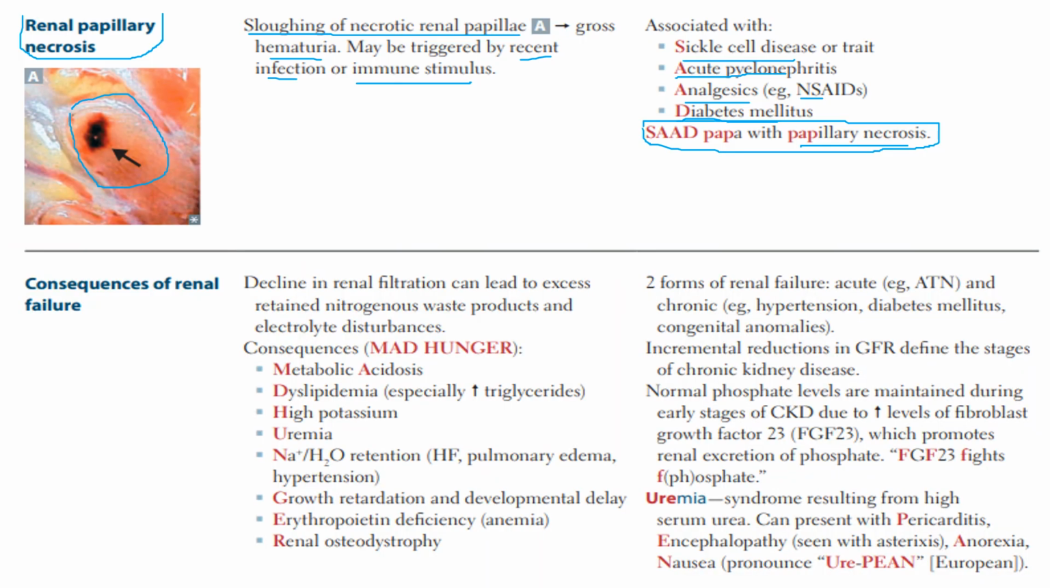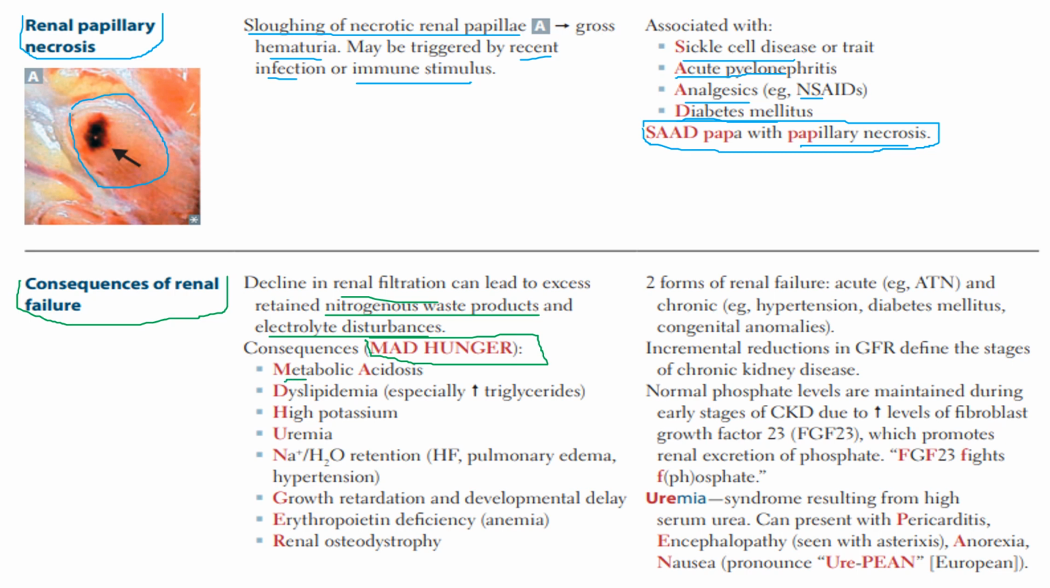Now we'll talk about consequences of renal failure. Decline in renal filtration can lead to excess retained nitrogenous waste products and electrolyte disturbances. You can remember the consequences by a mnemonic: MAD HUNGER, mad hunger. All these letters show the consequences of renal failure.